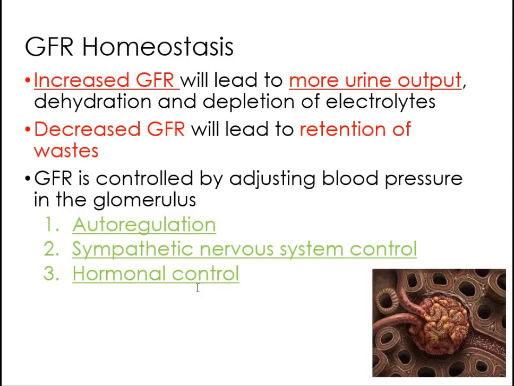And we can control glomerular filtration rate by adjusting blood pressure to the glomerulus. So if this is the glomerulus, and remember how we had an afferent and an efferent arteriole? We can squeeze on one side and make it so things go through faster. That's going to increase the glomerular filtration rate. Or we can make this tube wider, and that's going to decrease the flow rate.